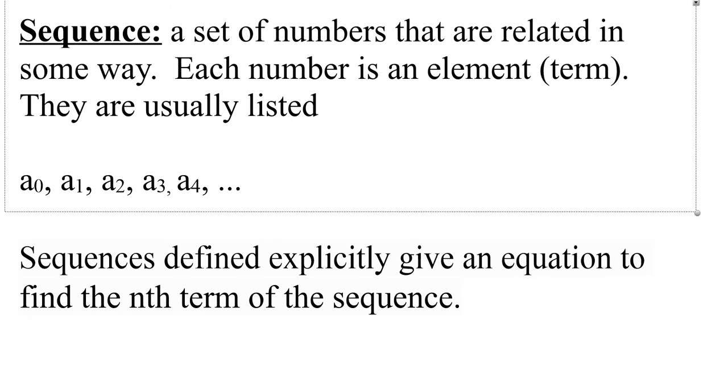A sequence is a set of numbers that are related in some way. Each number is an element or a term, and they are usually listed a sub 0, a sub 1, a sub 2, a sub 3, a sub 4. These are all stand-in variables for the elements in the term. They're just numbering those elements. Sequences can be defined explicitly, and the way that you do that is give an equation to find the nth term of a sequence.